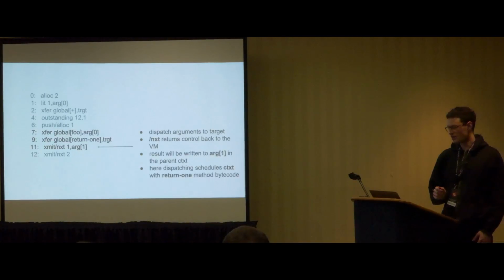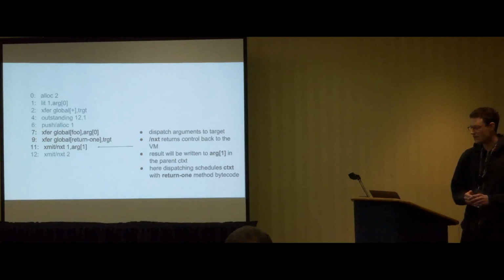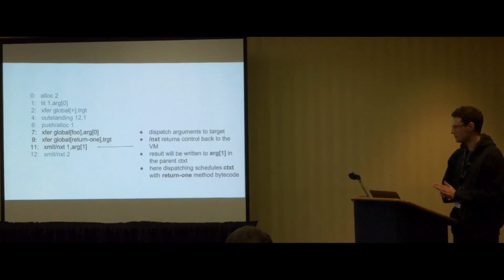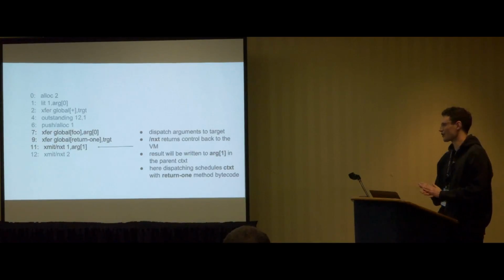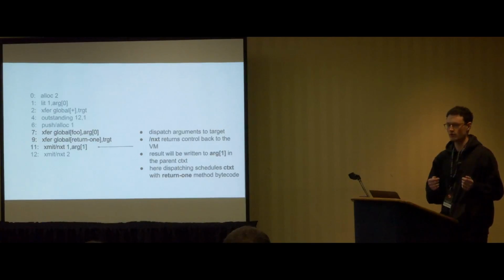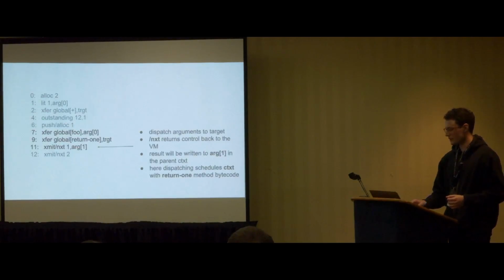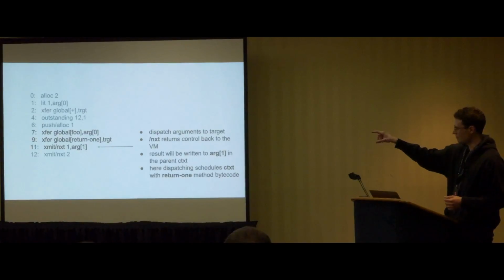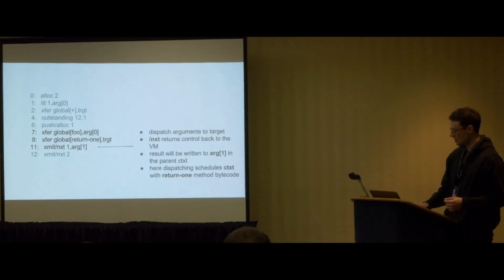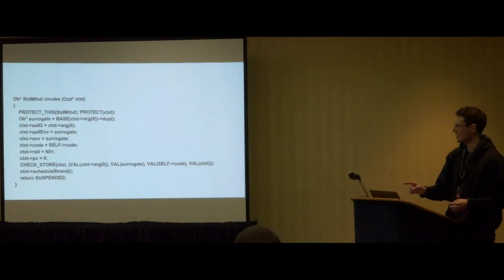What also happens here is that we schedule another context which contains the bytecode of the return one method, which, as we remember, just returns 1. So when we do the dispatch, at some point we will call this method. This, by the way, is how 20-year-old C++ code looks like.